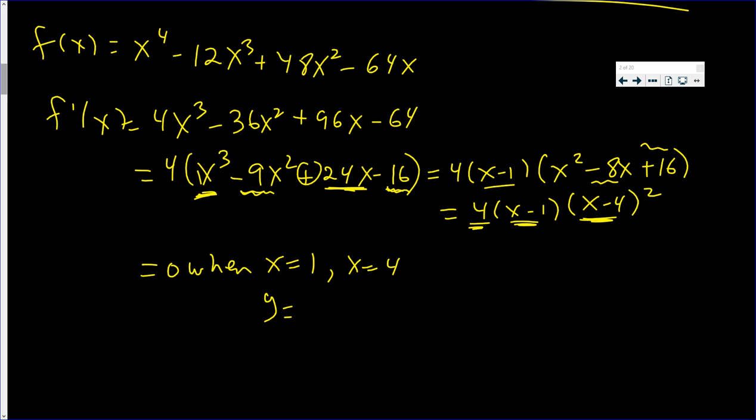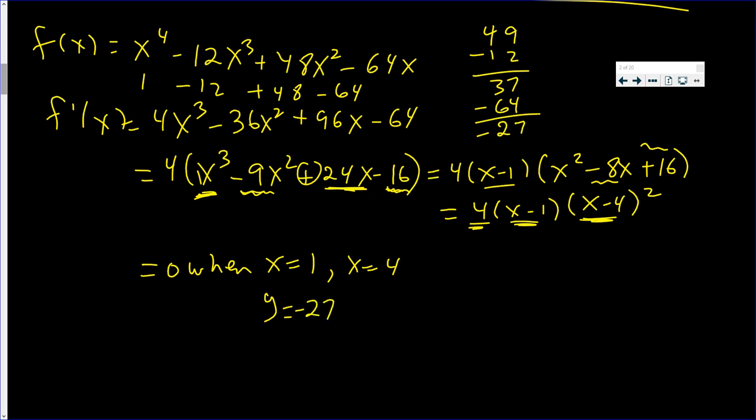Well, when you plug in 1, you're going to get 1 minus 12 plus 48 minus 64. So 1 plus 48 is 49, excuse me. And if you take away 12, you get 37. If you take away 64, you get negative 27. And now if you plug in 4, it's going to be more involved.